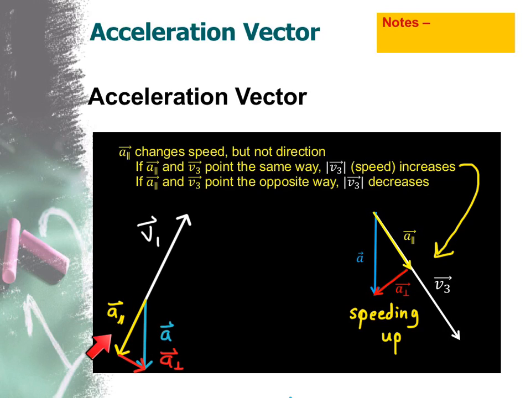Well, in this case, the parallel component is opposite of the velocity, which over time is going to cause this velocity vector to shrink. So the magnitude of this velocity vector is going to decrease. So when you have a parallel component and velocity pointing in opposite directions, then the magnitude of the velocity decreases. And when the magnitude of velocity decreases, that means your speed is decreasing. So this is slowing down. So the arrangement of the acceleration and the velocity determine if something is speeding up or slowing down.